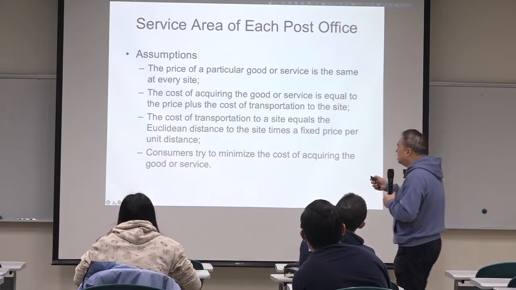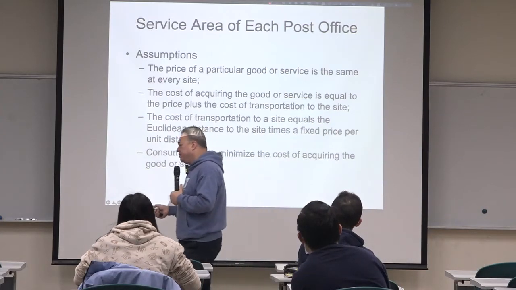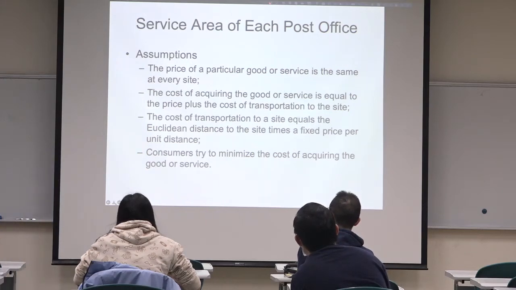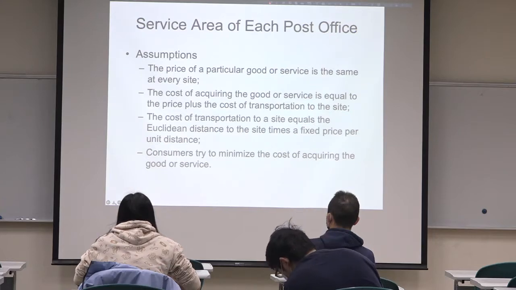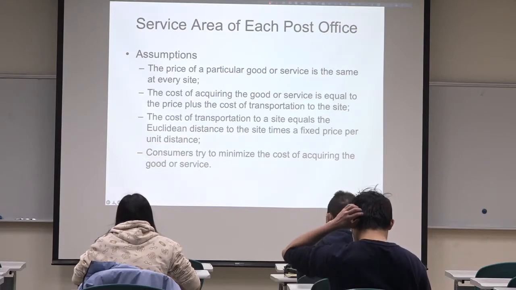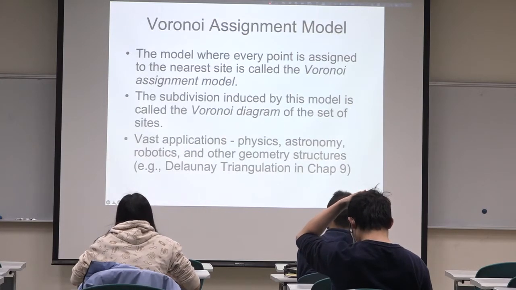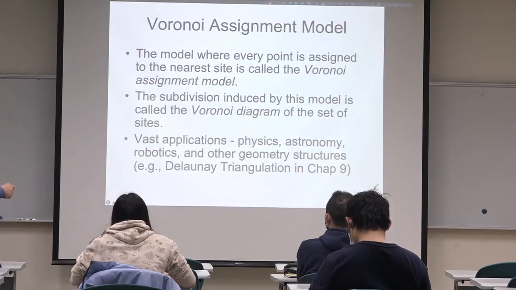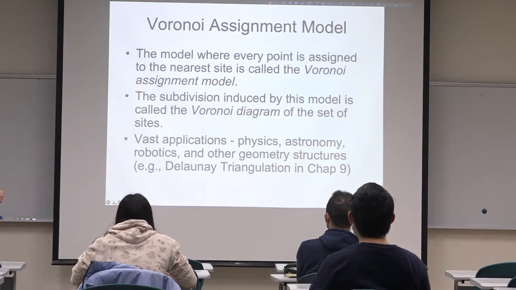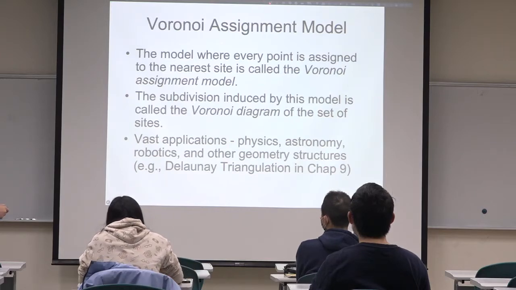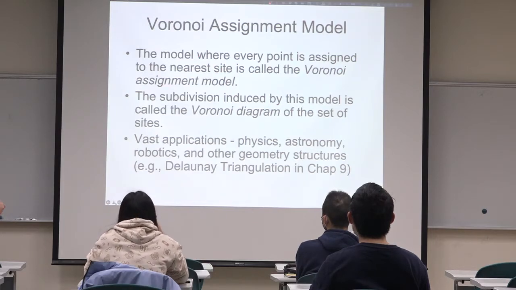As you can see, these assumptions are abstract, in the sense that they could be used for a post office, for a public phone, or for a number of other applications. This problem is well known as the Voronoi assignment model, a model where every point is assigned to its nearest site. We call this model the Voronoi assignment model.